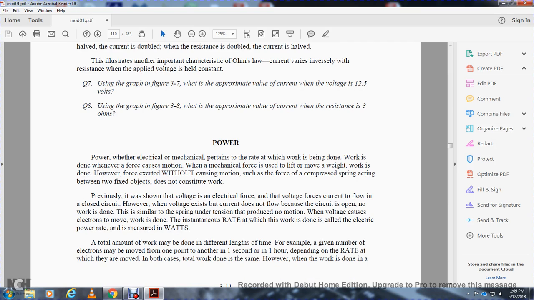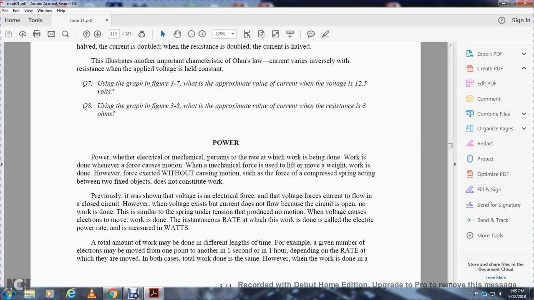Previously, it was shown that voltage, the electrical force, causes current to flow in a closed circuit. However, there is voltage but no current flow if the circuit is open, so no work is done. Like a spring under tension, the voltage causes the electrons to move, and work is done. The rate at which work is done is called electrical power. Power is measured in watts.